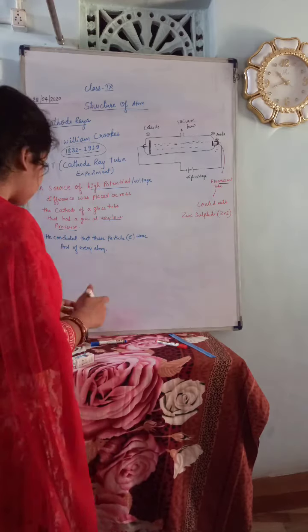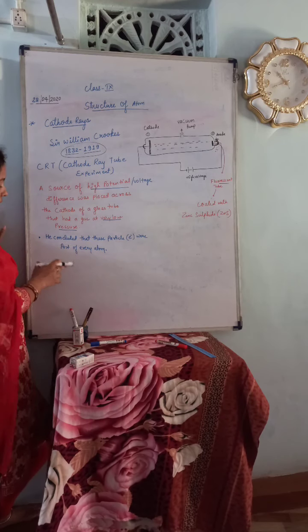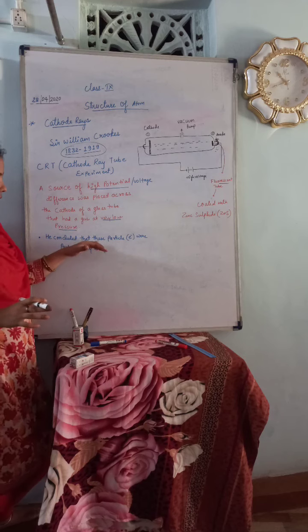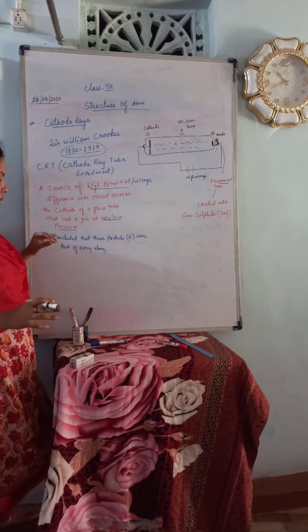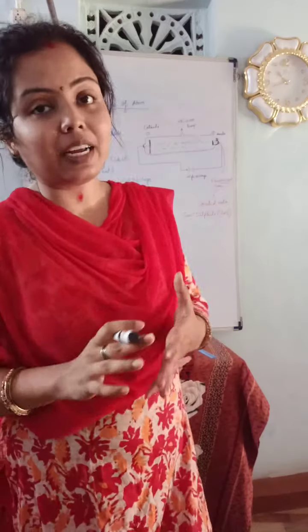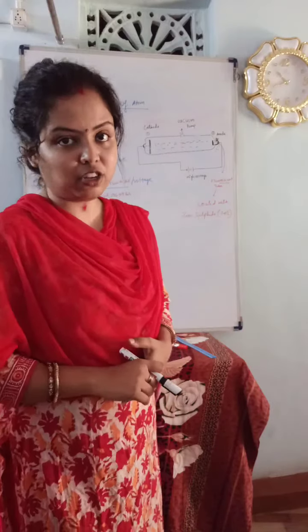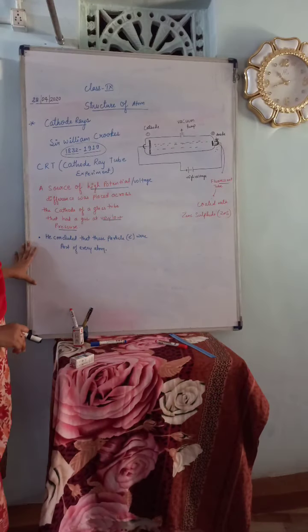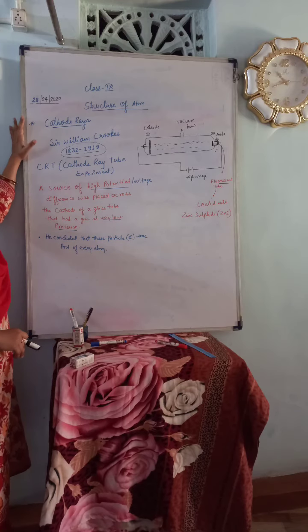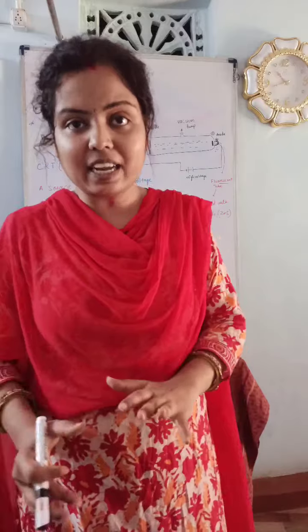Okay, children. The conclusion of this experiment was that these particles, electrons, are part of every atom. He concluded that every atom is made up of electrons. Electron is the basic constituent of all atoms. This is an important point about the cathode ray: the cathode ray carries charge. Cathode ray is negatively charged.